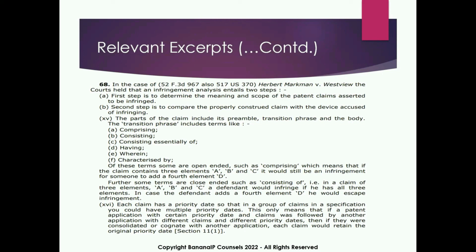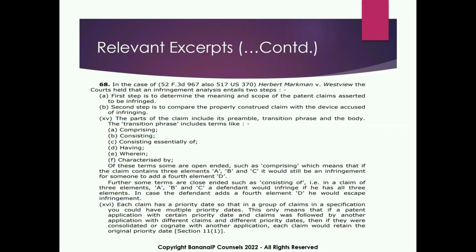The next one is that each claim has a priority date, so in a group of claims in a specification, you could have multiple priority dates. For example, if you have an invention which is filed on 11th Jan 2021, and another invention which is filed on 12th March 2021, and you're combining these two applications and filing a set of claims, each claim will have a priority date. So, for example, if you have a set of 10 claims, the first set of claims, which is 1 to 5, will have a priority of 11th Jan 2021, and the second set of claims will have the priority date of 12th March 2021.